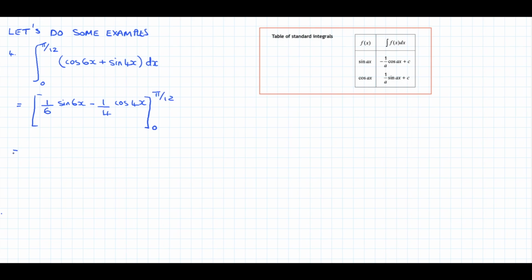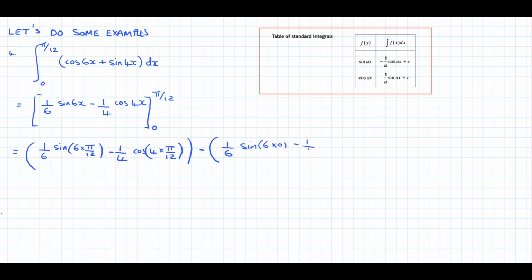Now, the next stage is to put our upper limit in, so that would be 1/6 sine 6 times pi by 12 minus 1/4 times cos 4 times pi by 12, minus our lower limit now, 1/6 times sine 6 times 0 minus 1/4 cos 4 times 0.